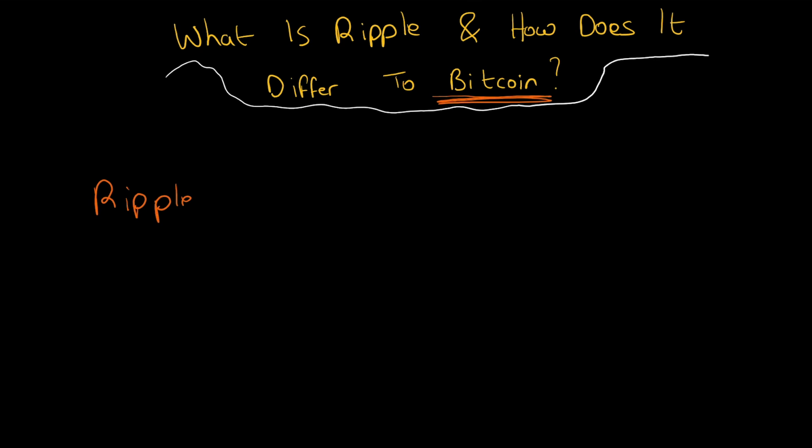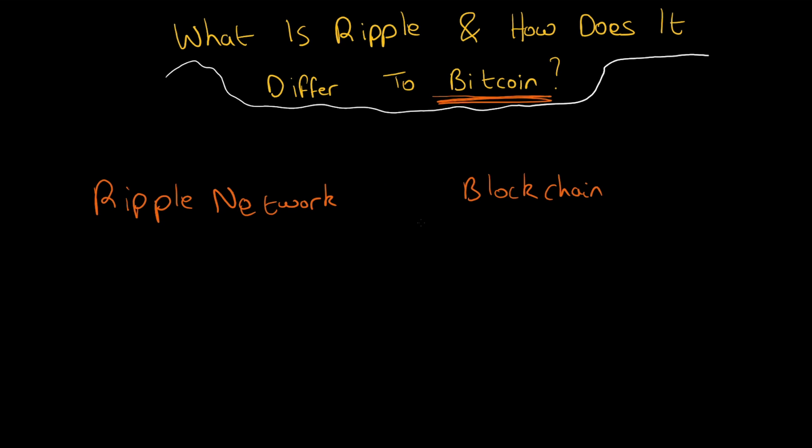So first of all, let's just cover this: Ripple runs on something called the Ripple network, which is not blockchain. It's not blockchain. So it runs on a different foundation, which isn't blockchain, unlike many other cryptocurrencies.